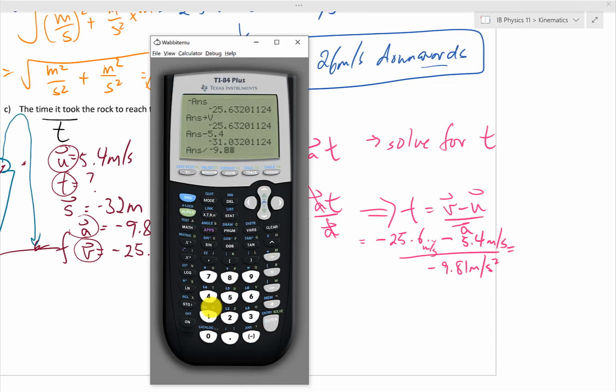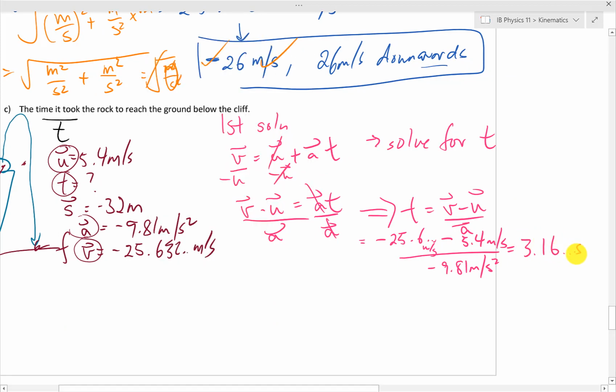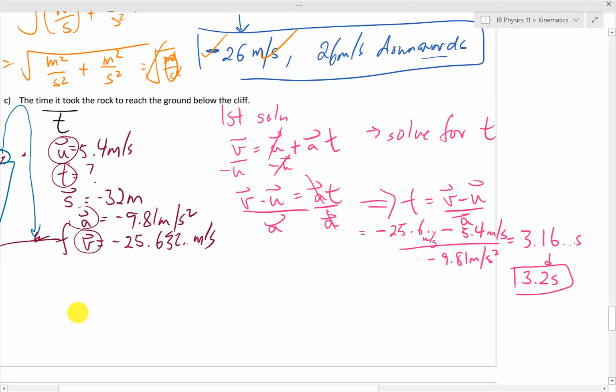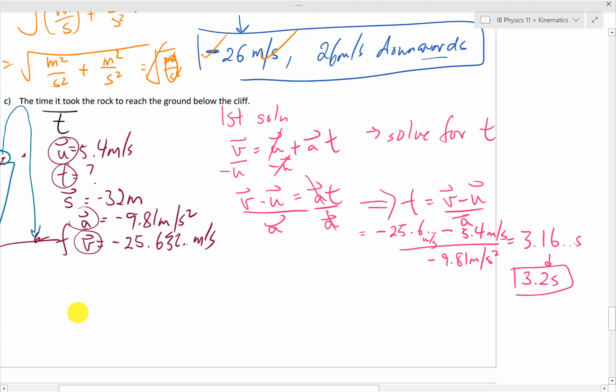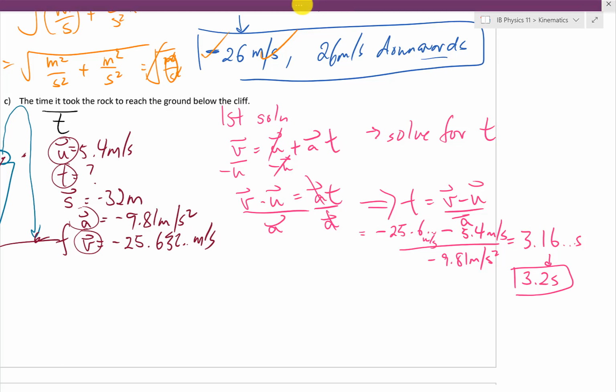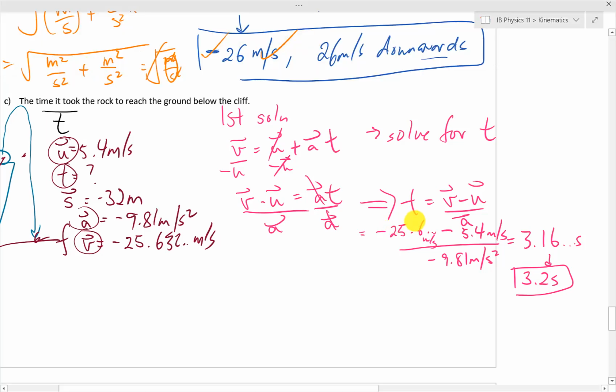A few things first is that in this problem, you need to make sure that when you're substituting in your values that you do not forget to put in the negative sign, especially for the final velocity, subtracting the initial velocity, dividing by a negative acceleration here. So that your final answer ends up to be positive, okay?